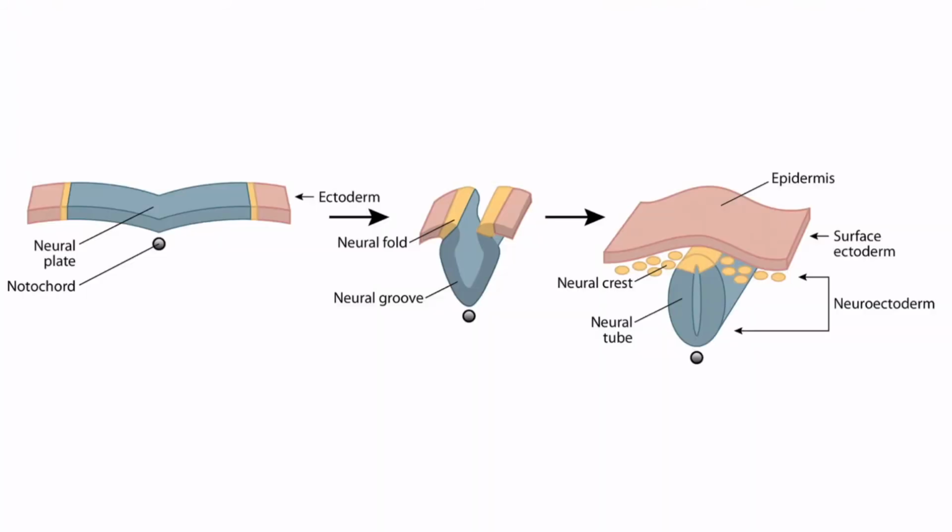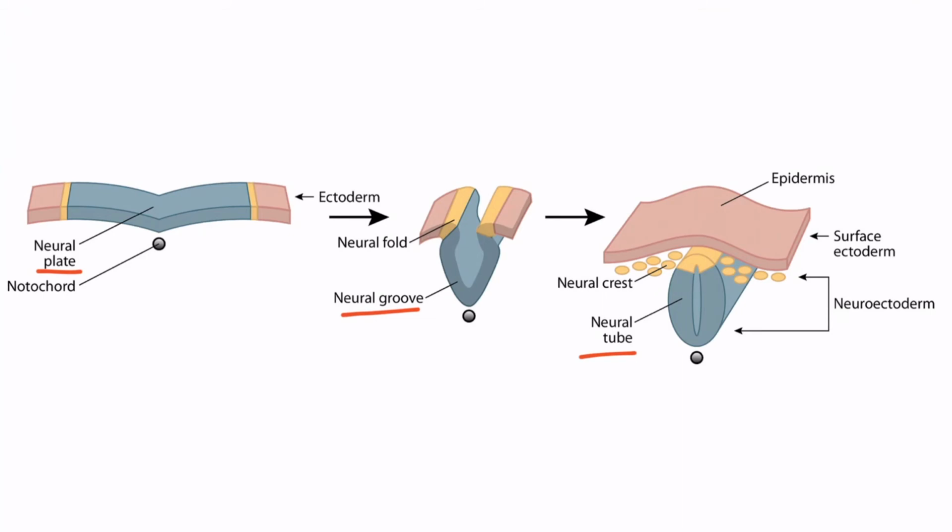This diagram shows us where the neural crest cells and neural tube come from. During neurulation, the borders of the neural plate, also known as the neural folds, converge in the center, creating what's known as the neural groove. This convergence continues until the neural groove eventually fuses and forms the neural tube.